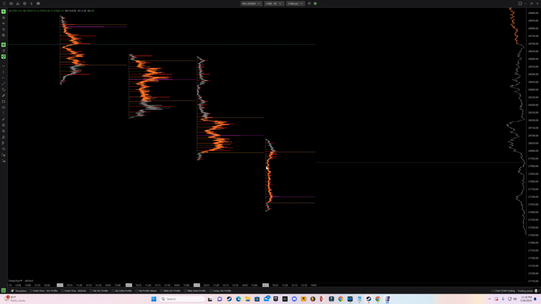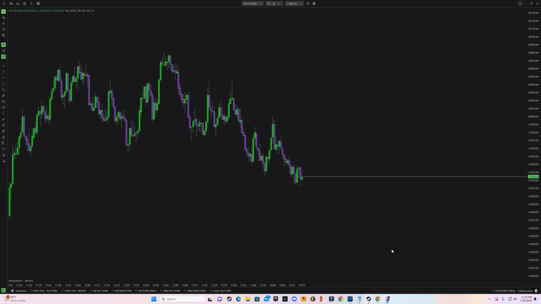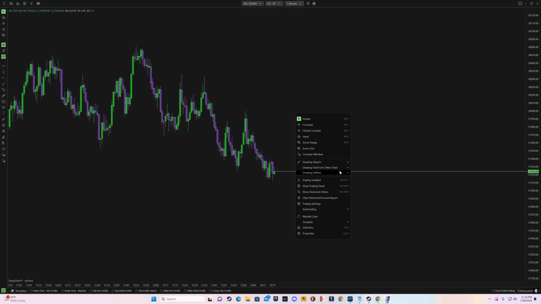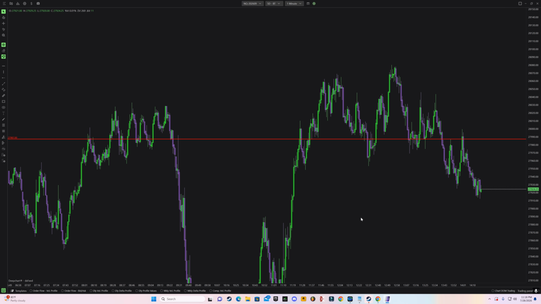Also, we opened on this day, the Tuesday, which is the current day, below the value of the Monday, okay? So right off the go, I had the value area low marked out. I had this level marked out as a red line. Now I go to the actual chart, and I right click and draw tools from other charts, right? And now we have our chart.